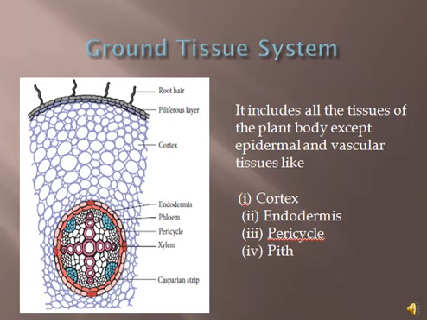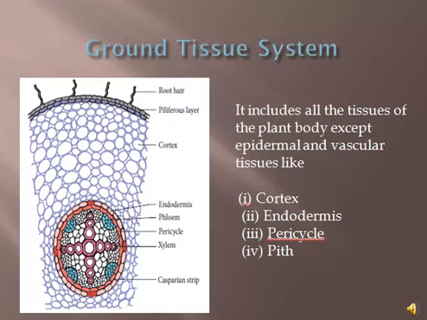Ground tissue system. Ground tissue system is the second tissue system. What are the three tissue systems? Epidermal tissue system, vascular tissue system, ground tissue system. We have already discussed the epidermal tissue system. The third tissue system, vascular tissue system, consists of xylem and phloem. Now let us see what is ground tissue system.